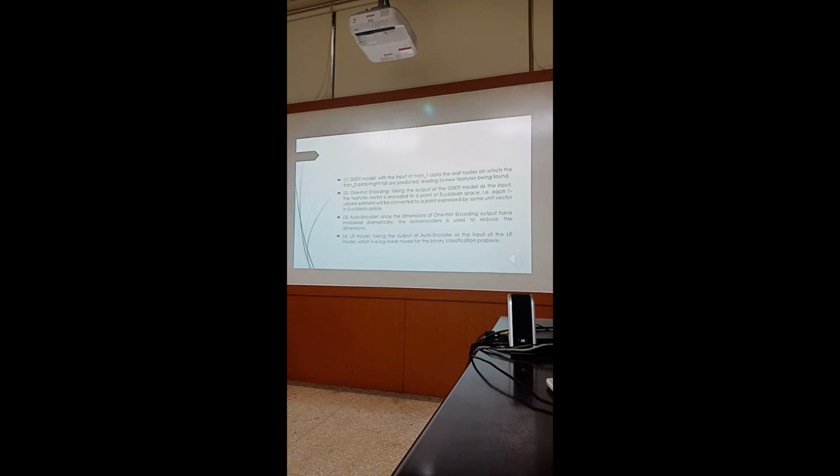In the graph image, you can see the GBT model with the input of the trained data, and the leaf nodes which the trained data might fall into or be predicted, leading to new features being found. Second is one hot encoding, taking the output from the GBT model as the input, and the feature vector is encoded into a point of Euclidean space, that is, each one valued element will be converted to a point expressed by some unit vector.